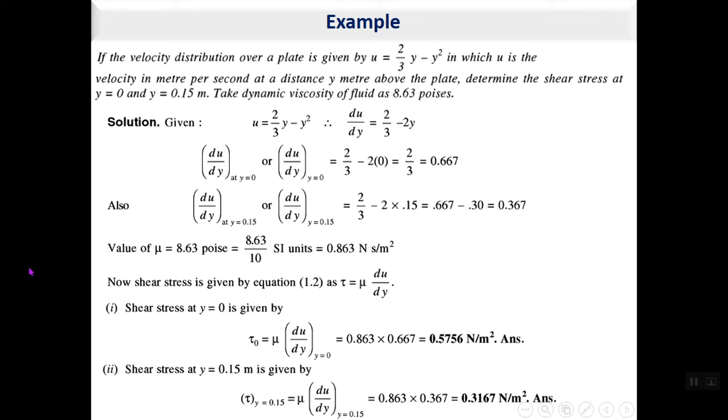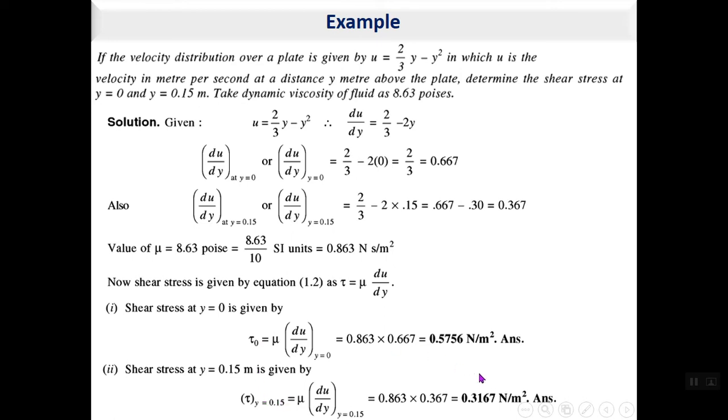These are the values. Mu is given as poise. Please don't forget that you should convert it to Newton second per square meter or kilogram per meter second. Dividing poise by 10 gives the SI unit. Then it's just enough to substitute in the formula, and you will be given the value of shear stress at y equals 0 and y equals 0.15.